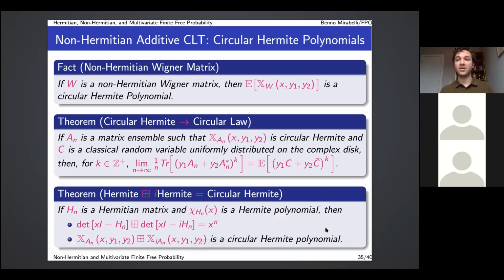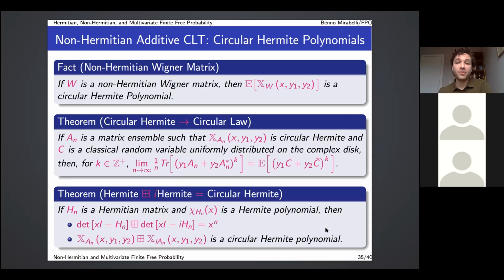All right, so let's see how this polynomial, which I call a circular Hermite polynomial, relates to these other fields. So it relates to random matrix theory. In fact, the expected non-Hermitian characteristic polynomial of any non-Hermitian Wigner matrix is a circular Hermite polynomial, where a non-Hermitian Wigner matrix is just a Wigner matrix without the Hermitian constraint.